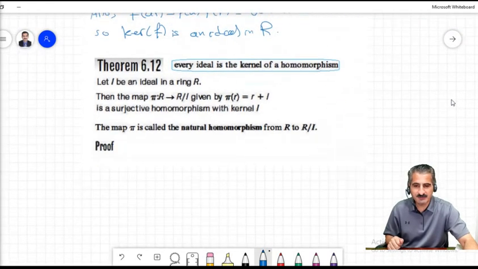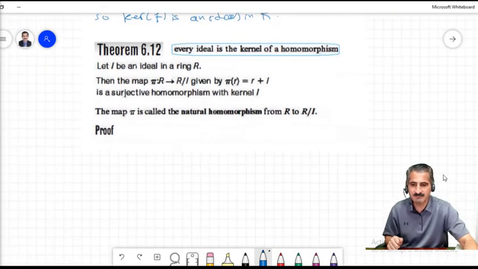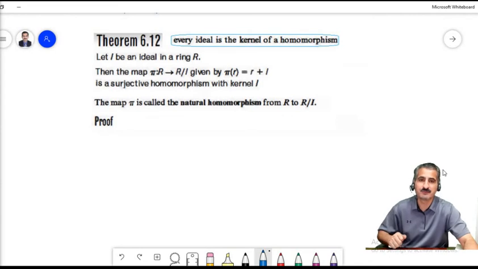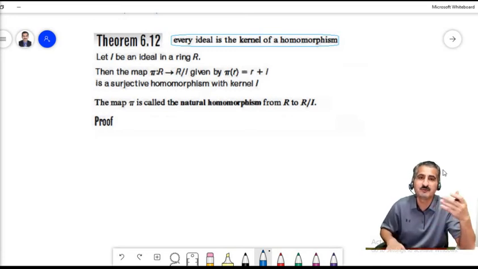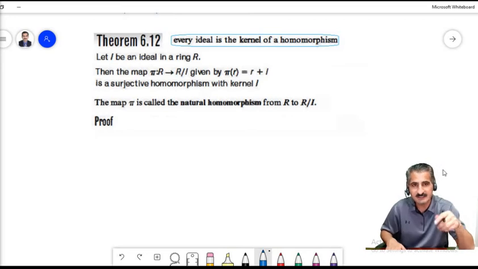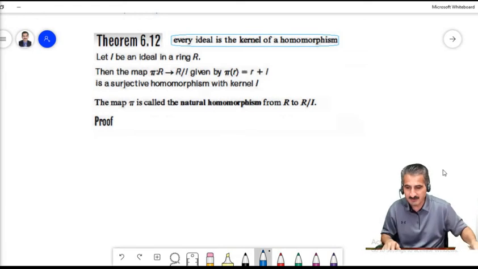What about, given an ideal, can I obtain it as a kernel of some homomorphism? The answer is yes, and we have done the same thing when we worked with groups. If we obtain a normal subgroup, then we define the homomorphism whose kernel is that normal subgroup, and we will do the same thing here. Now we will start with an ideal I in a ring R, and define a map from R to R over I this way.